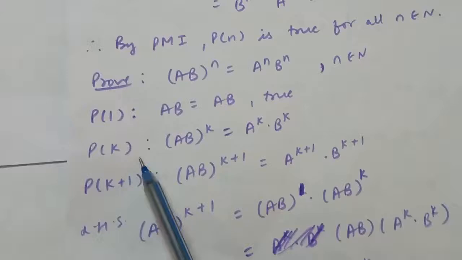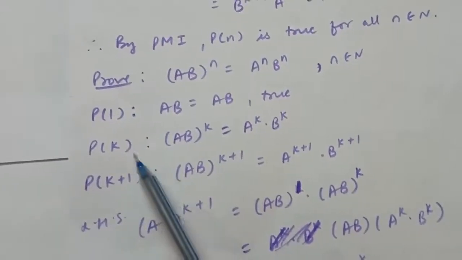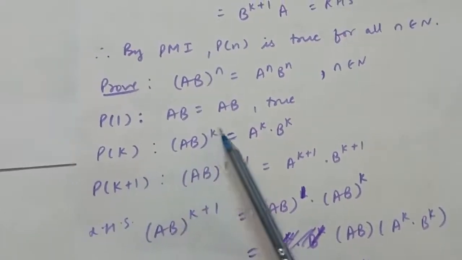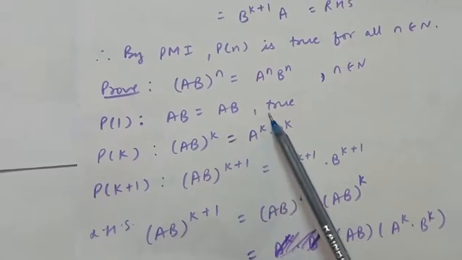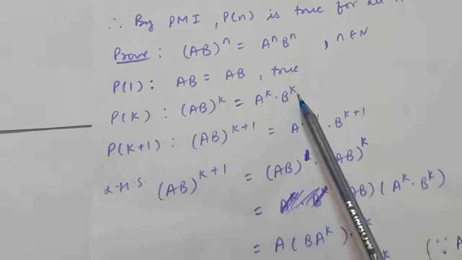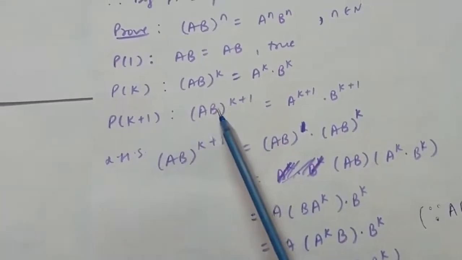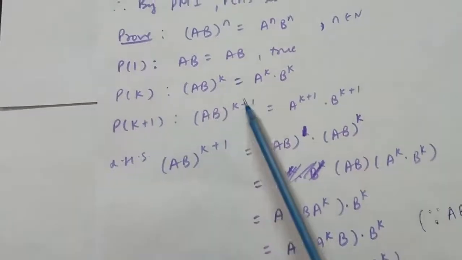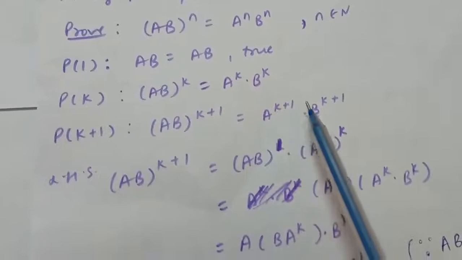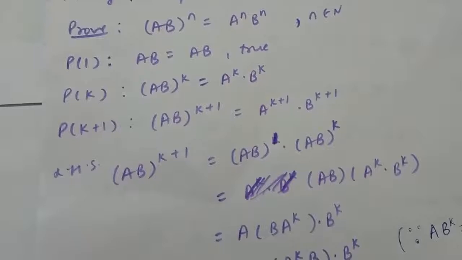Now assuming for k, I have skipped the statements, you have to write the statements. So assuming for k, Pk will be AB raised to the power k equal to A raised to the power k into B raised to the power k. In place of n, just put k, right? Now we will show that Pk plus 1 is true. So Pk plus 1 will be AB whole raised to the power k plus 1 equal to A raised to the power k plus 1 into B raised to the power k plus 1.